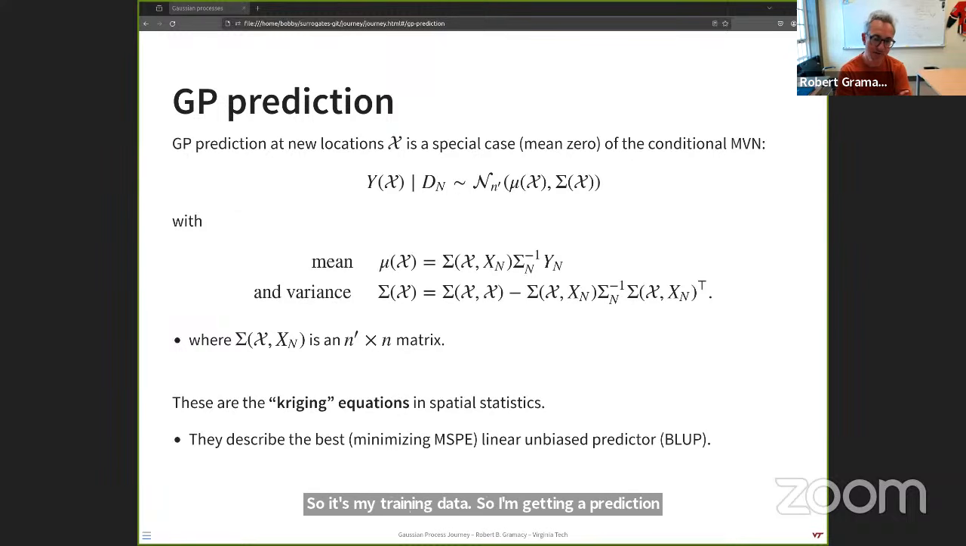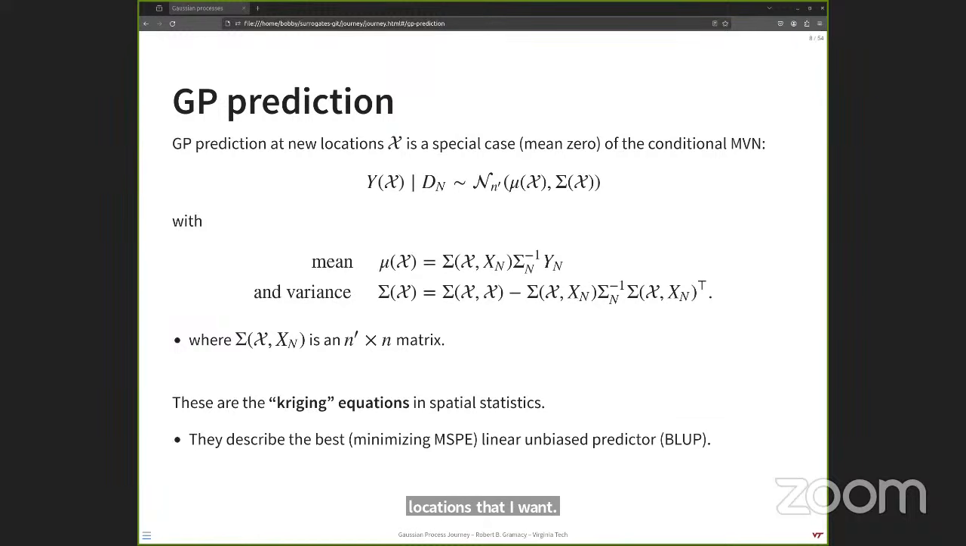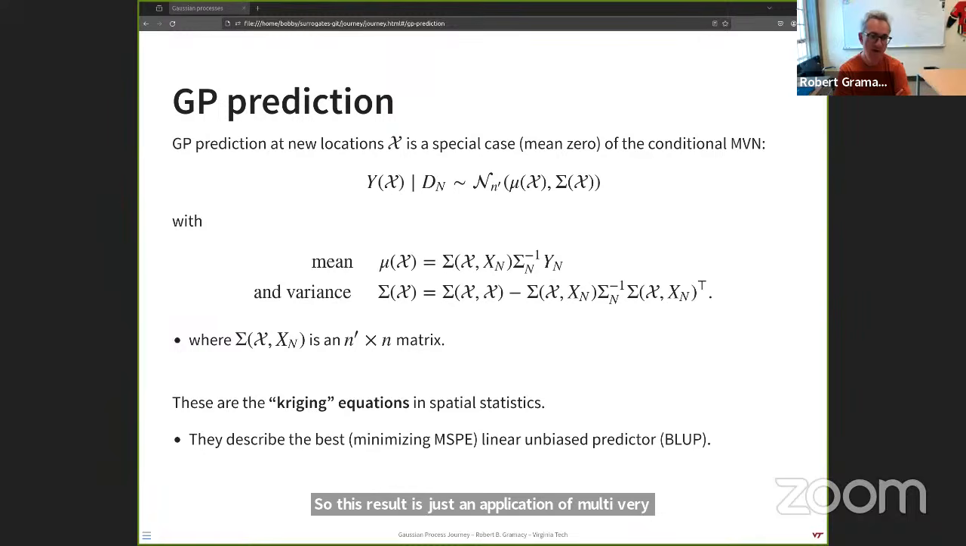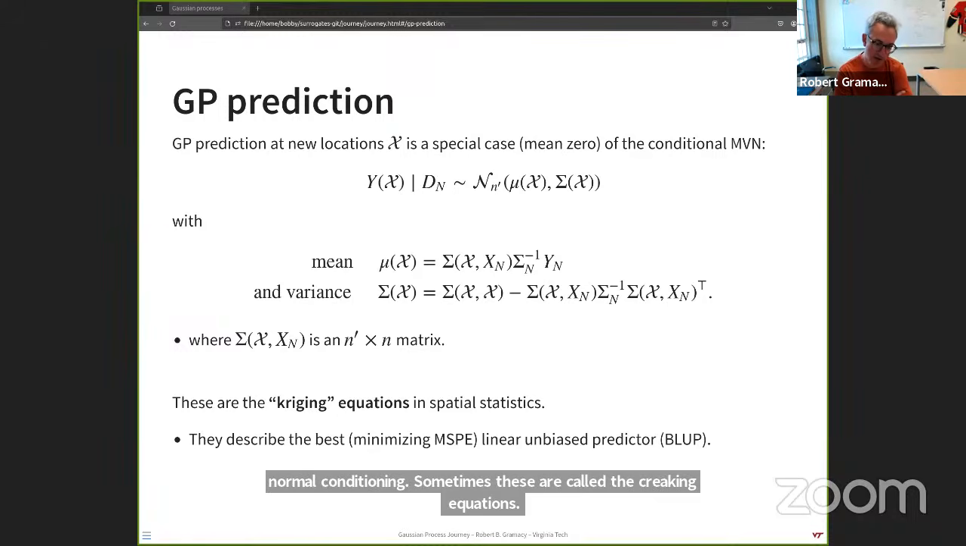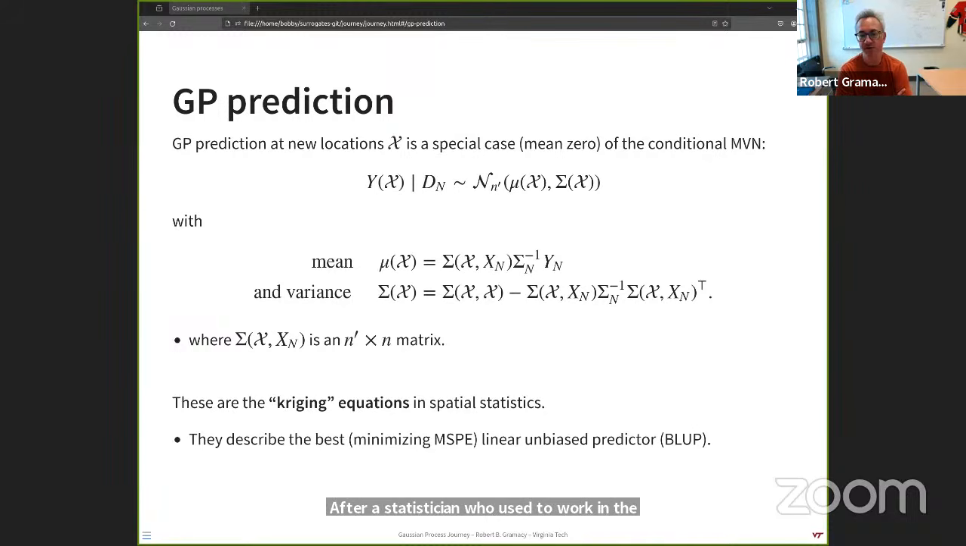And the way that I derive that is through this linear projection of the training y values onto the testing x locations in y space. And I can get a mean vector and covariance matrix for any collection of testing calligraphy x locations that I want. So this result is just an application of multivariate normal conditioning. Sometimes these are called the Kriging equations, after a statistician who used to work in the mining community called Krige. So this is sometimes what you'll see it referred to as in spatial statistics.